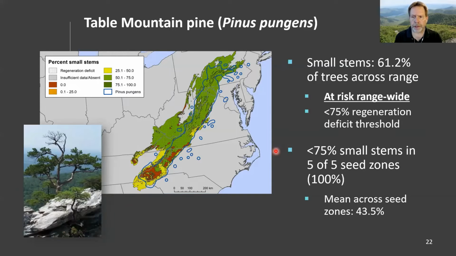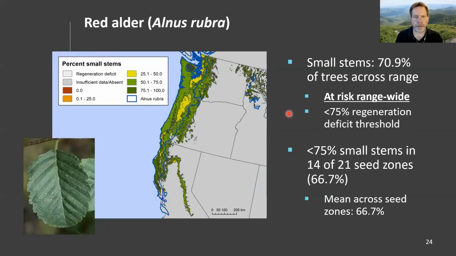Table Mountain Pine, another example here, across its range, 61% of the tree stems are small, so it's at risk range wide, and in none of its seed zones does it clear that threshold. So in every one of these seed zones, we would have concerns about the regeneration of Table Mountain Pine and how it affects the genetic variation of the species over the long term.